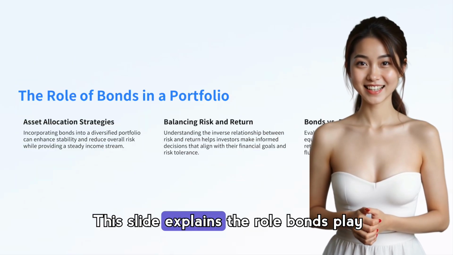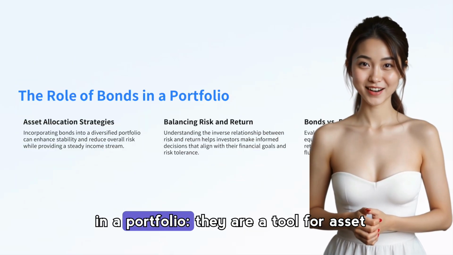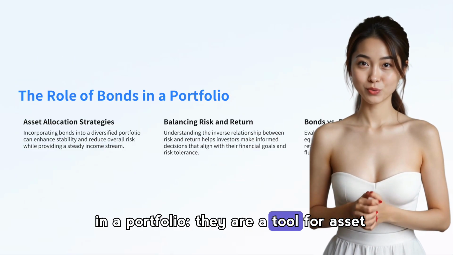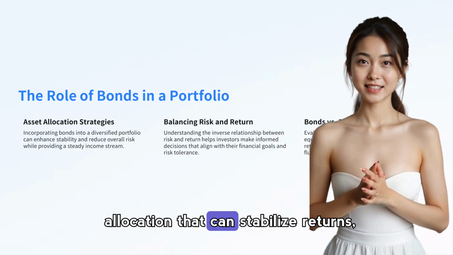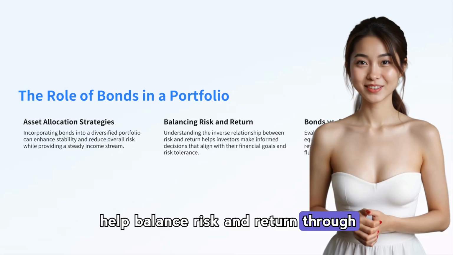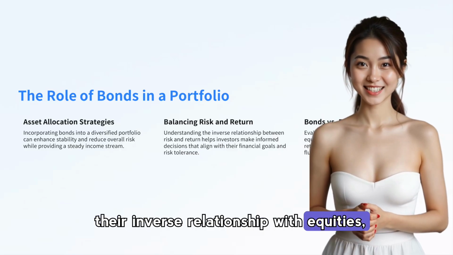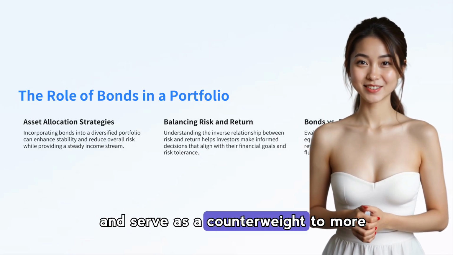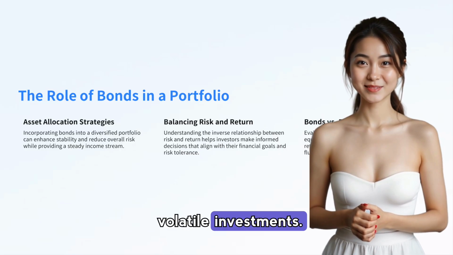This slide explains the role bonds play in a portfolio. They are a tool for asset allocation that can stabilize returns, help balance risk, and return through their inverse relationship with equities, and serve as a counterweight to more volatile investments.